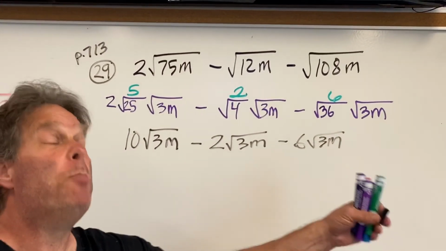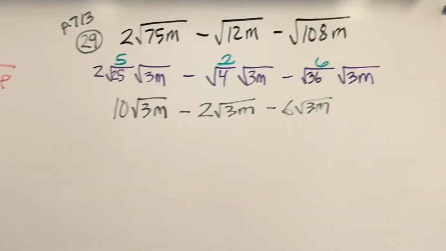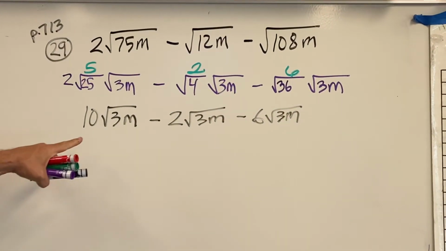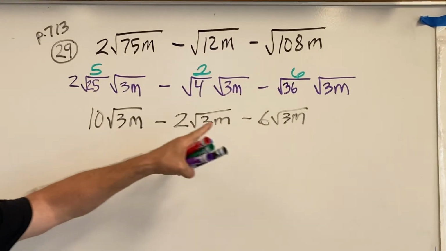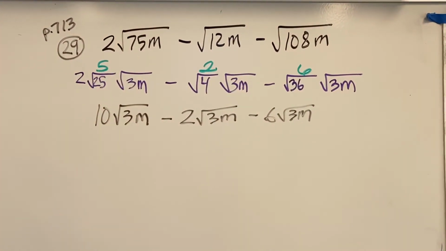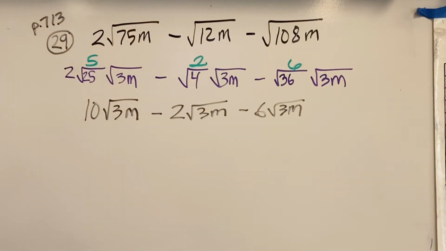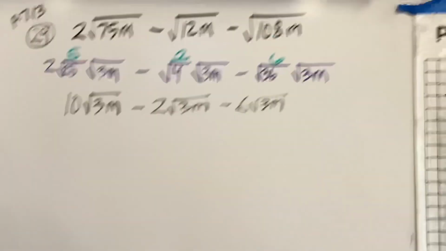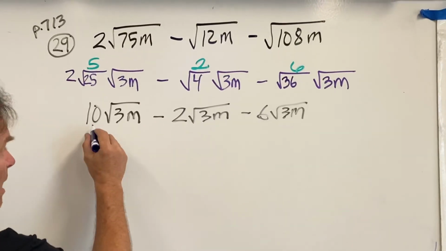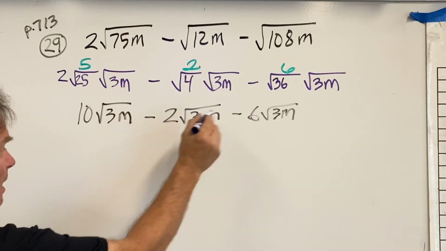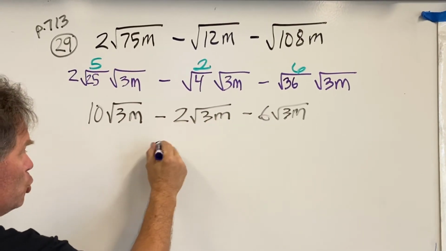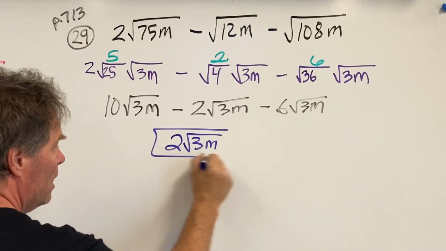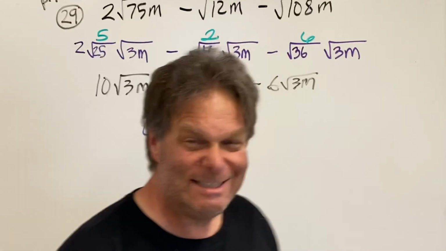Can you believe it? I cannot believe this. Look. Holy mo, how could that, oh yeah, it came from a textbook, that's why. Okay, would that ever happen in real life? Not a chance. Okay, but just enjoy it. 10, take away 2 is 8. Take away 6 is 2. So it's going to be 2 root 3m. There you go. Cha-ching.